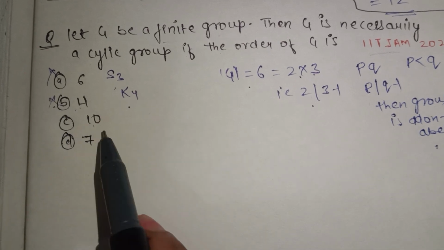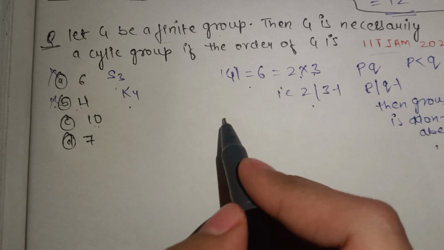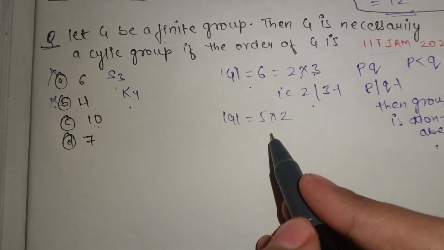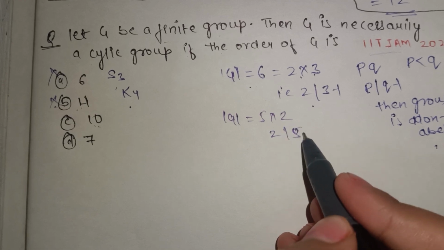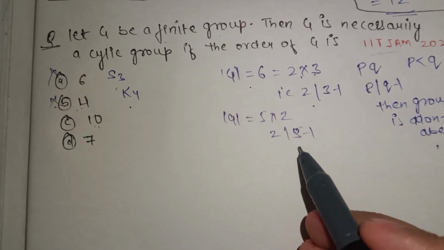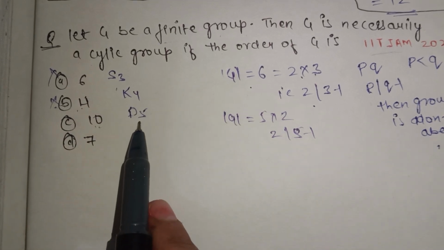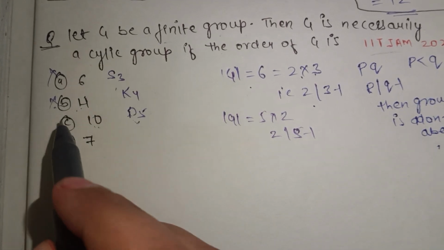Now the third option is also of type P into Q, where P divides Q minus 1. And this example is D5, which is a non-abelian group. So it is also not cyclic.